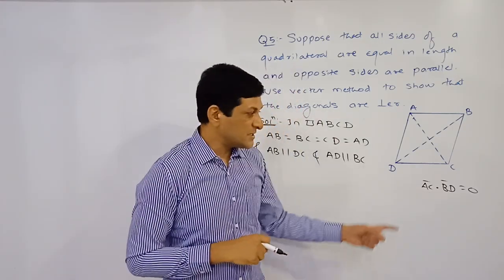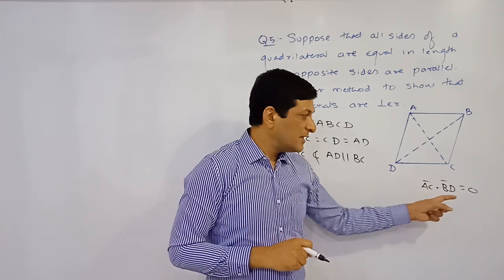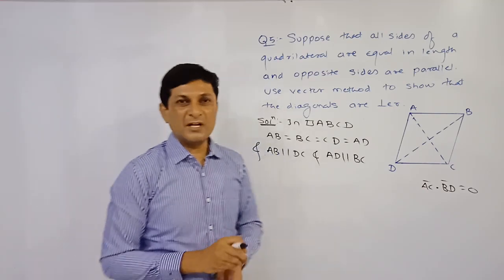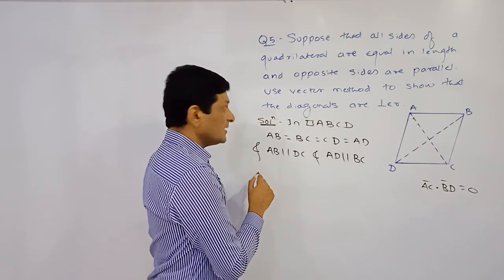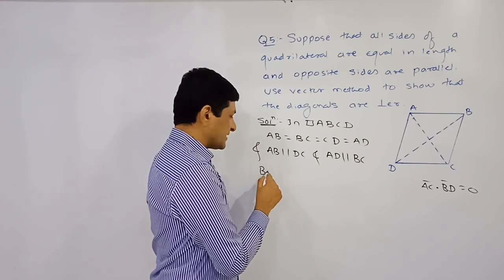So which is first diagonal? AC bar. So first we are trying to find out the value of AC bar and the value of what? BD bar. And later on we will find out their dot product. Now here, find out AC bar applying triangle law of vector addition.